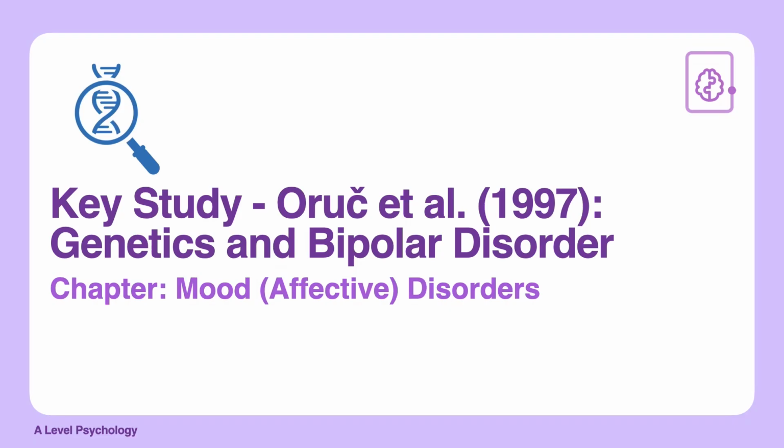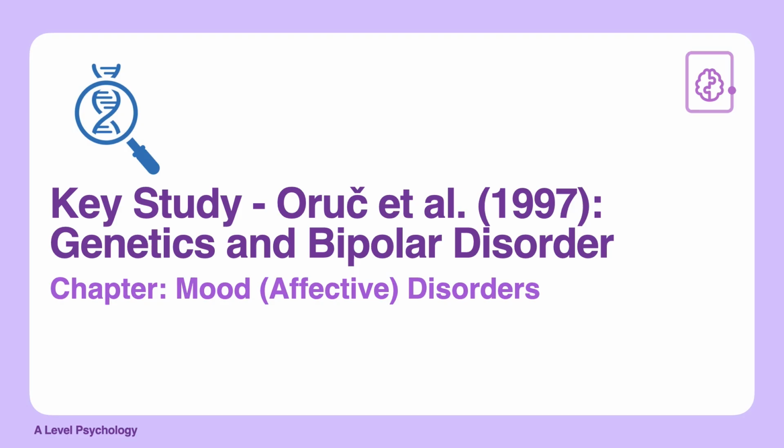All right, everyone. So now we're diving into a specific piece of research that shows you how genetic studies actually get done in real life. This is the Oruc study from 1997, and it's a perfect example of what we call association analysis in psychiatric genetics. So we've been talking about how genes might influence depression and bipolar disorder, right? But how do researchers actually figure this stuff out? How do they go from maybe genes are involved to actually finding specific genes that might matter? That's what this study is all about.